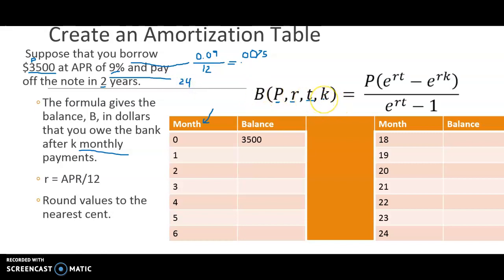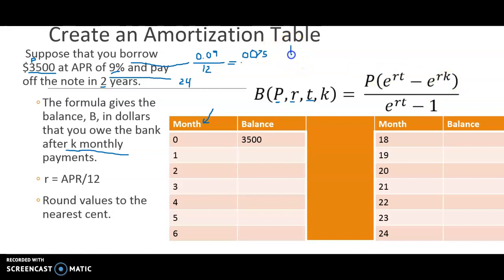Next value is K. K represents, as we have here, the monthly payments, and our amortization table is supposed to show the balance after each payment was made. So K is going to remain a variable. So what I'm going to do is fill in all the numbers that I know into this formula, letting K remain my one and only variable.